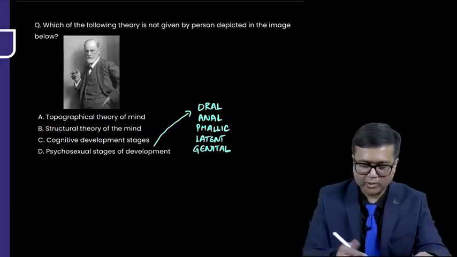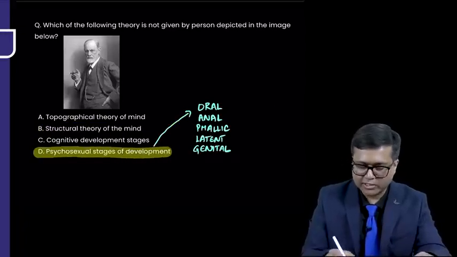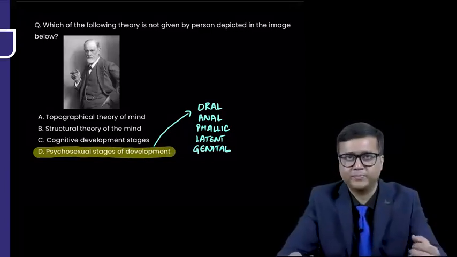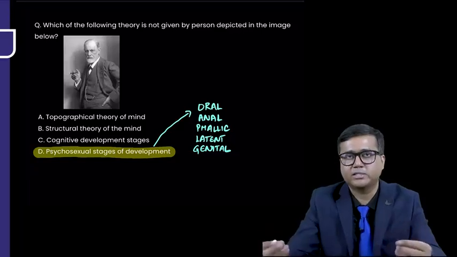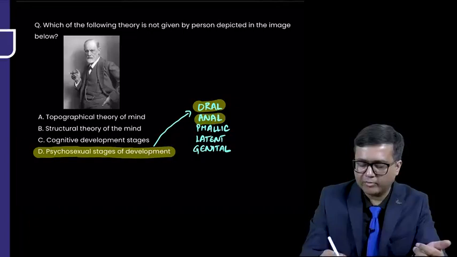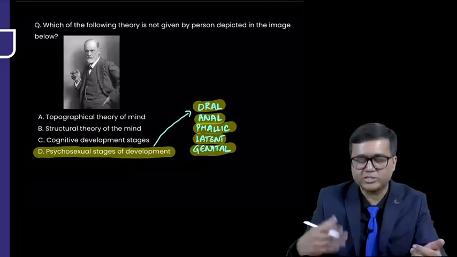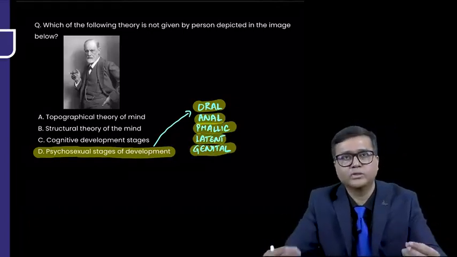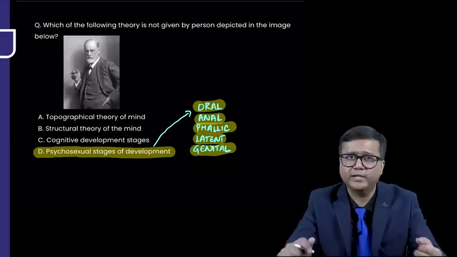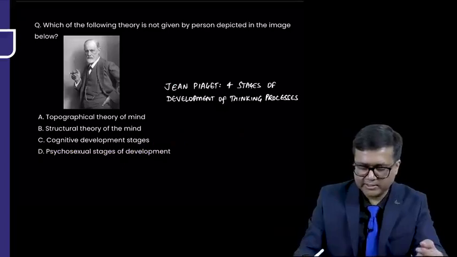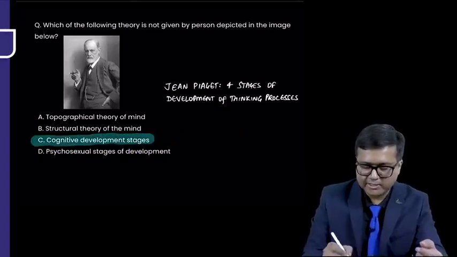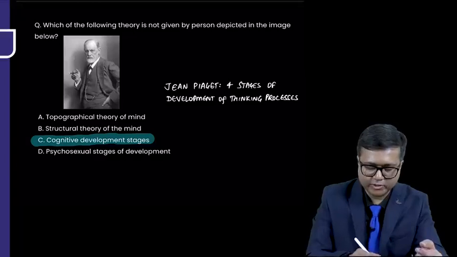Freud also gave this theory of psychosexual stages of development. He says that all of us go through these stages. Okay, and he divided these stages of psychosexual development into five, that is oral, anal, phallic stage, latent, and genital stage. So these are some of the theories or models which were described by Sigmund Freud. So option C, that is cognitive development stages, has not been described by Freud. So this is the correct answer.